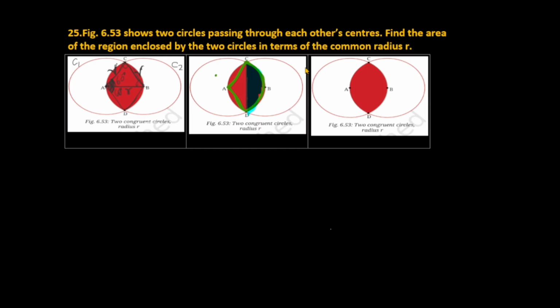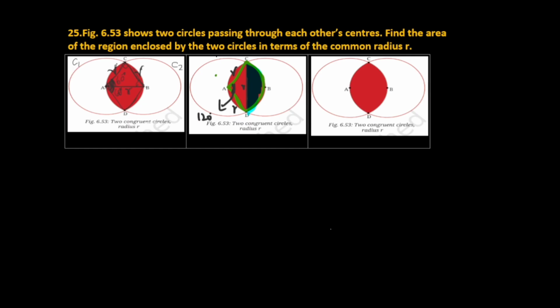So the sector, from the previous diagram, has angle 120 degrees, and radius R, this is also R, this is also R, and this is also R. To find the segment, we take the area of the sector with 120 degrees minus the equilateral triangle.